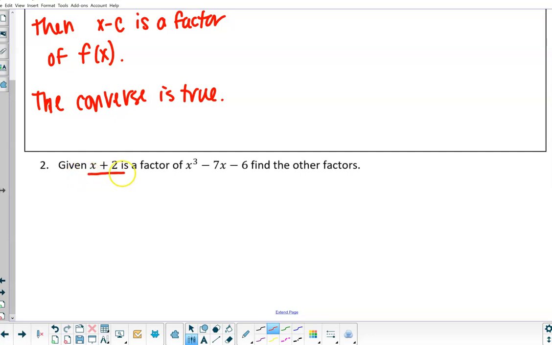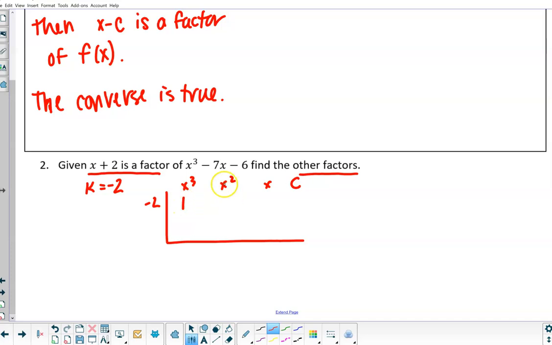So given x plus 2 is a factor, find the other factors. Okay, so it's wanting us to find what are my other factors of that. So I'm going to do synthetic division again. Remember, this is x plus 2, so the k that I'm going to use is -2. If you want to pause the video and try this on your own, go ahead. So I'm going to put -2 here, x to the third, x squared, x, and our constant. In front of x to the third is a 1. In front of x squared, there is no x squared, so it's a 0. In front of x is a -7. And the constant is -6.